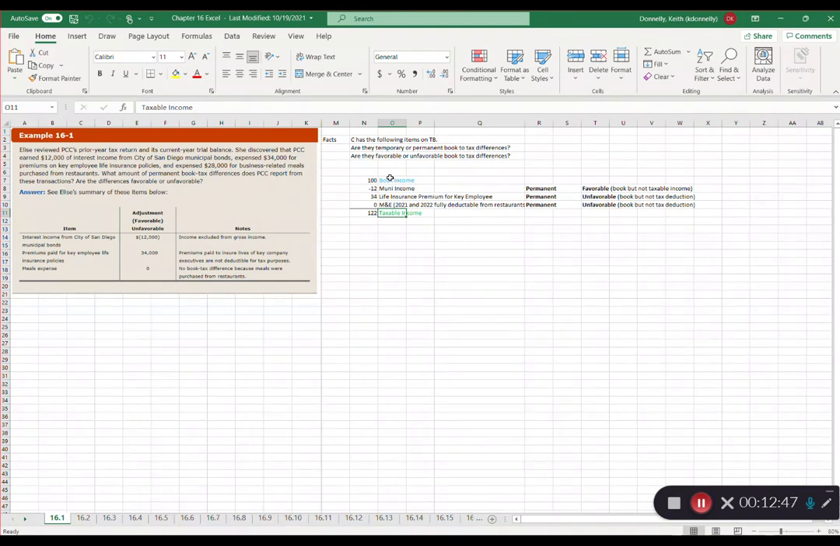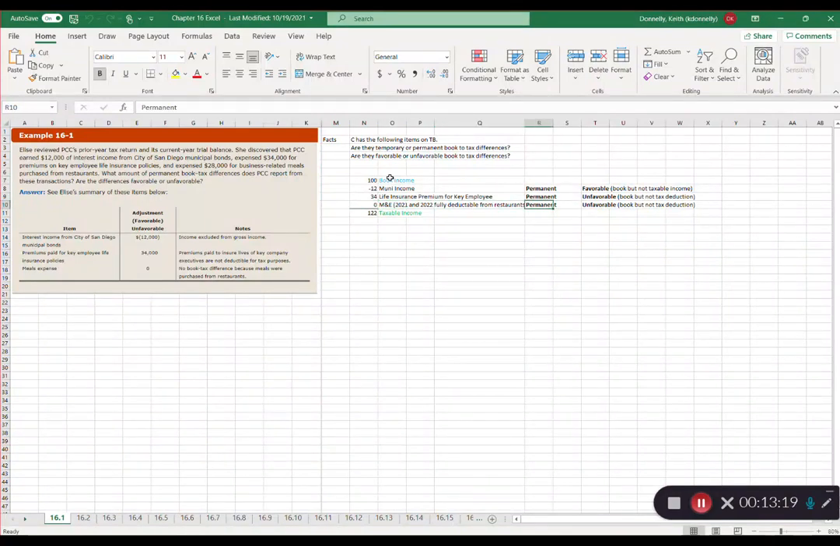And what they've done here, right, is they've made these adjustments in light of book to tax differences. So muni income, right, on our books, we included this income. We don't include it on our tax return. So it's going to be a subtraction from income. That's why it's going to be favorable, right? And this is going to be permanent. It's never going to reverse over time, right? So you can look at that there. Likewise, you can see the other two items here.